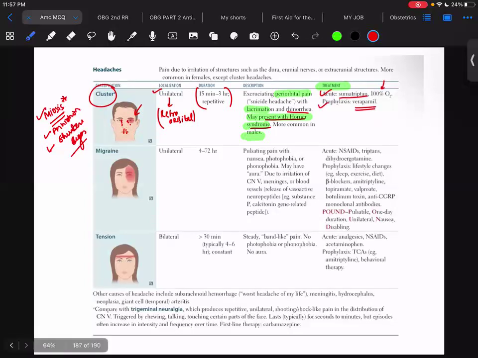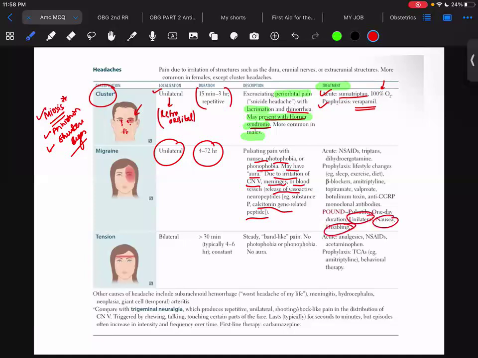Migraine, again unilateral, 4 to 72 hours, pulsating pain with nausea, photophobia, or phonophobia. May have aura also due to irritation of cranial nerve 5, meninges, or blood vessels. There's a release of vasoactive neuropeptides, substance P, calcitonin gene related peptides, which result in vasodilation, resulting in unilateral pulsating pain, nausea and disabling pain.